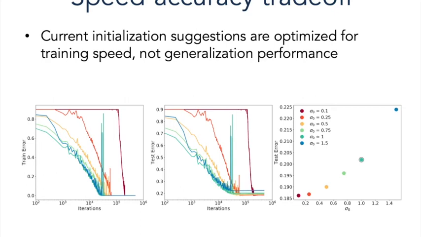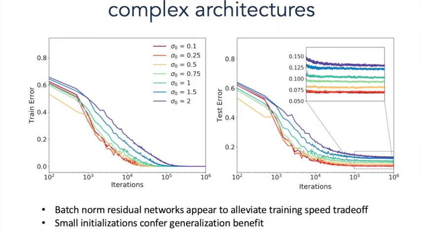And finally, these were all with pure gradient descent, no fancy tricks. But we have started looking at more complex architectures. This is a residual network with batch norm. And now it looks like the trade-off no longer exists. So you train faster and you generalize better if you start with smaller weights.